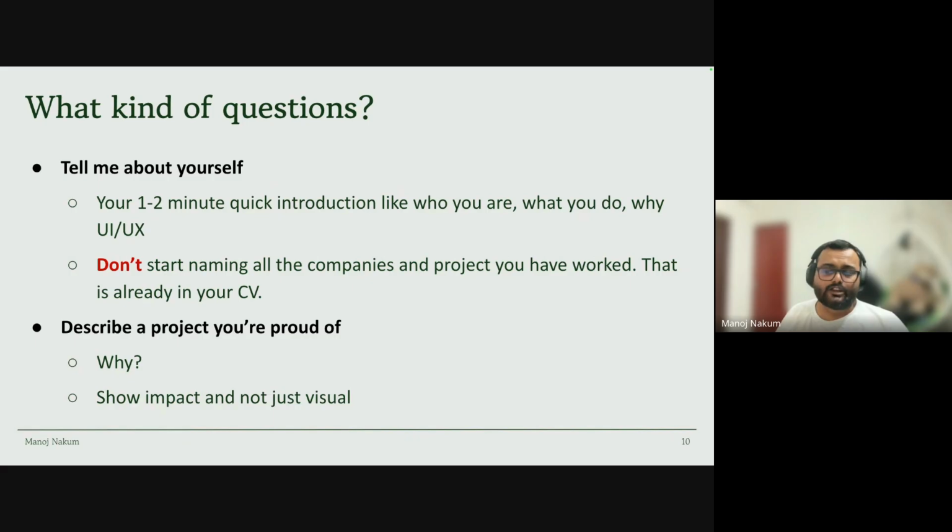Okay. And tell the impact if you have, not just the visual. And if you don't have KPIs yet because the project is still in development or not launched, then you can say how you have done the research, how you contributed, how you did the cross collaboration. This kind of thing.